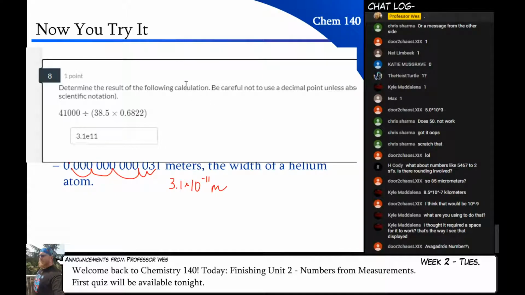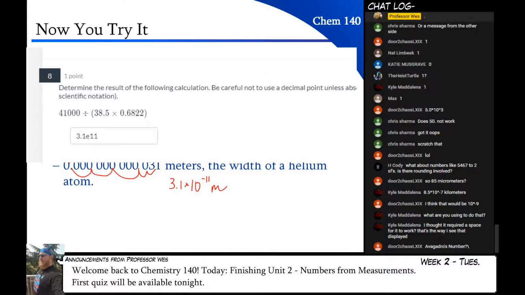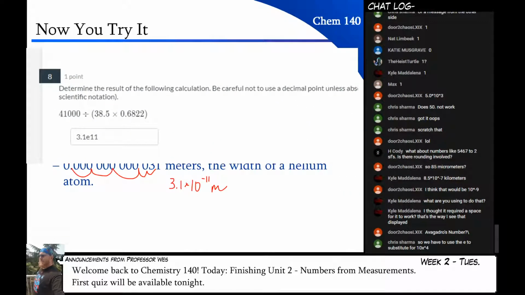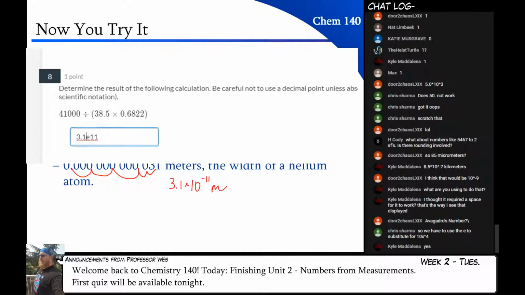Let's see here. What are you using to do that? I'm not really sure what you mean. Do you mean when I do this? Like resize the window? I thought I required a space for it to work. That's the way I see that display. I don't actually know. I'll play around with it. I'm actually in a mode where I'm pretending that I'm a student. So I could hit submit, but it's going to just mark the answer wrong anyway. Well, let me just try that. So we'll just submit this.